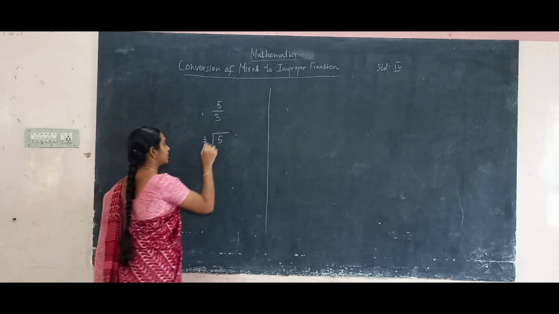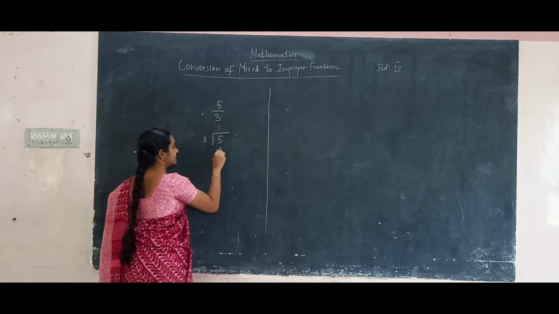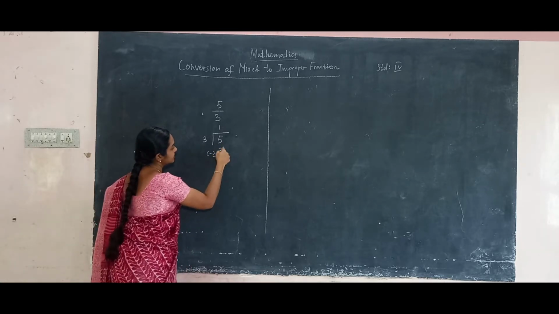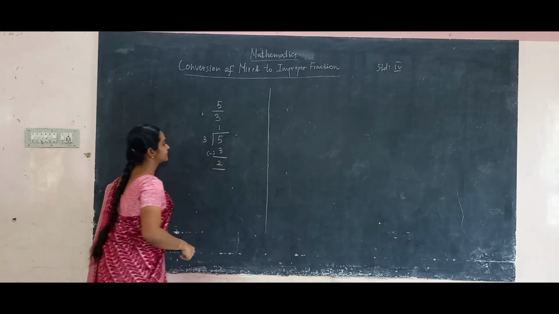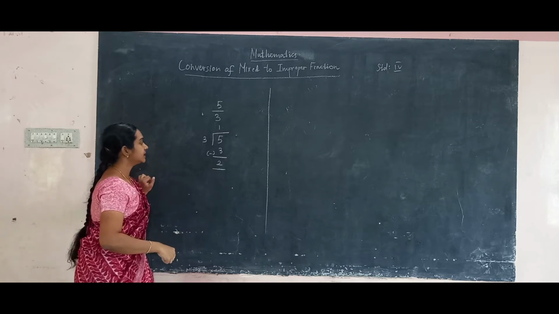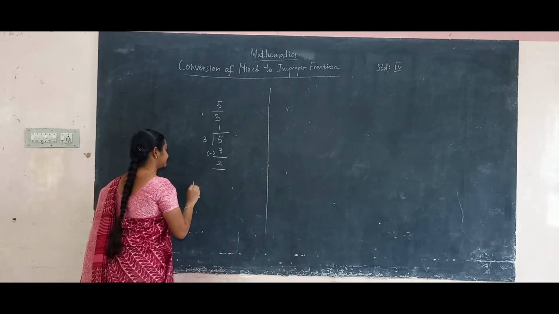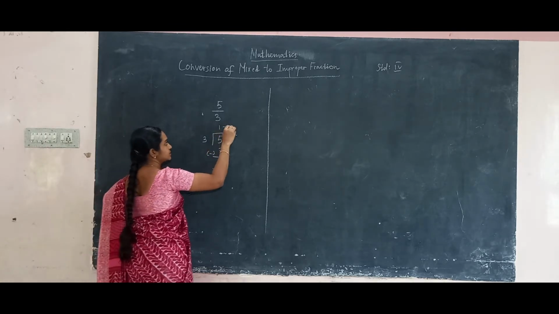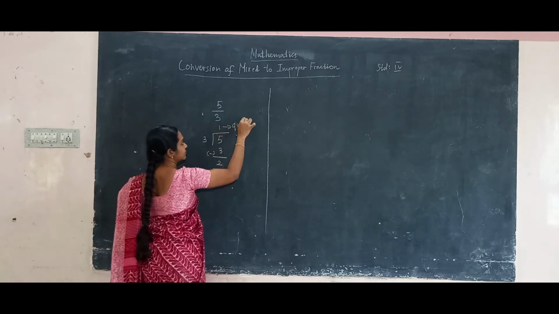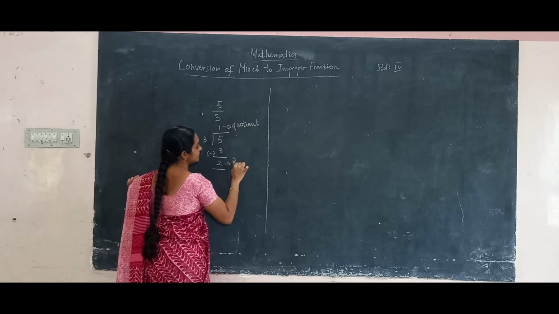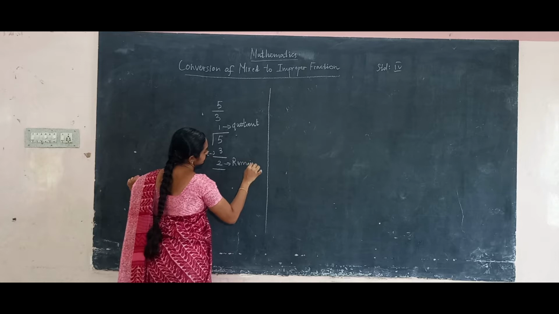1 3 is 3. Now we have to subtract. 5 minus 3 is 2. This is called the quotient. And this is called the remainder.